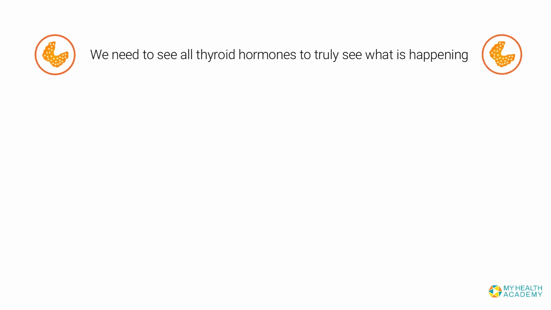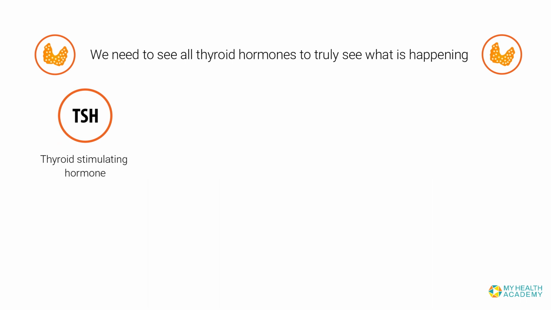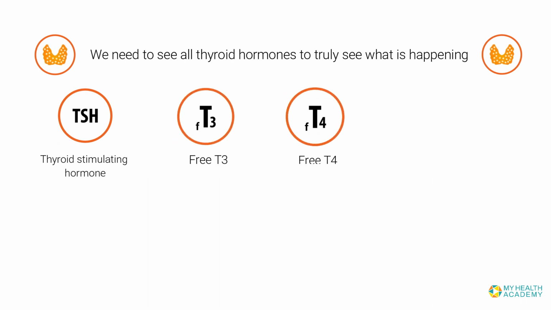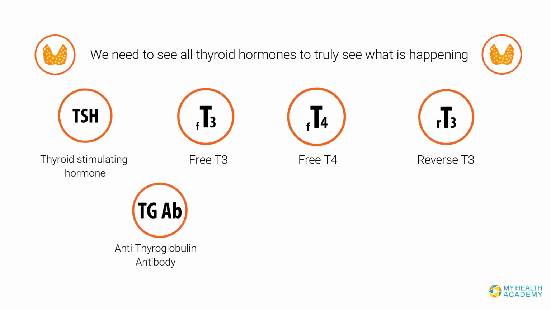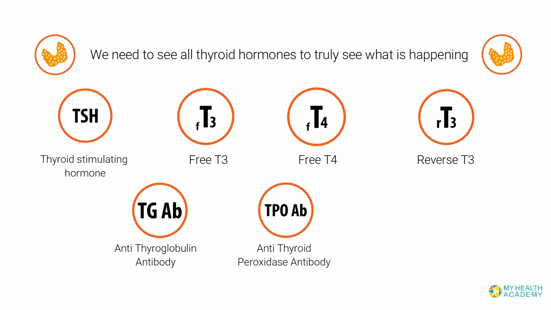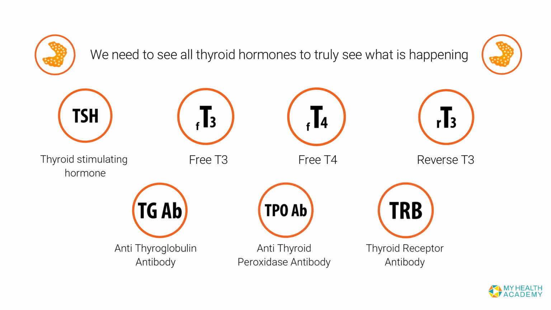These hormones include thyroid stimulating hormone, TSH, free T3, free T4, reverse T3, antithyroglobulin antibody, antithyroid peroxidase antibody, and thyroid receptor antibody. Let's have a look at how they work.